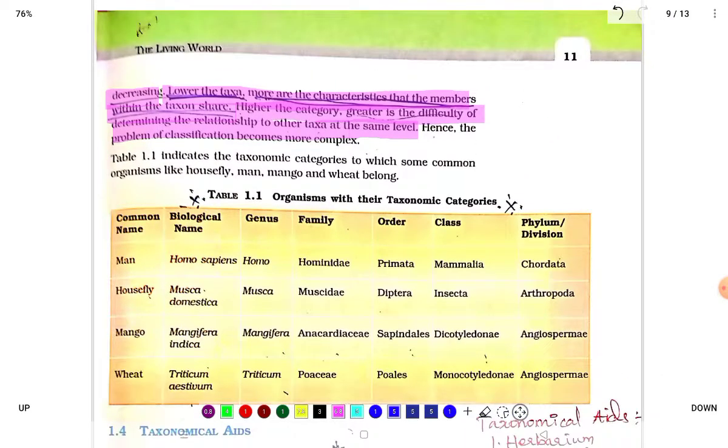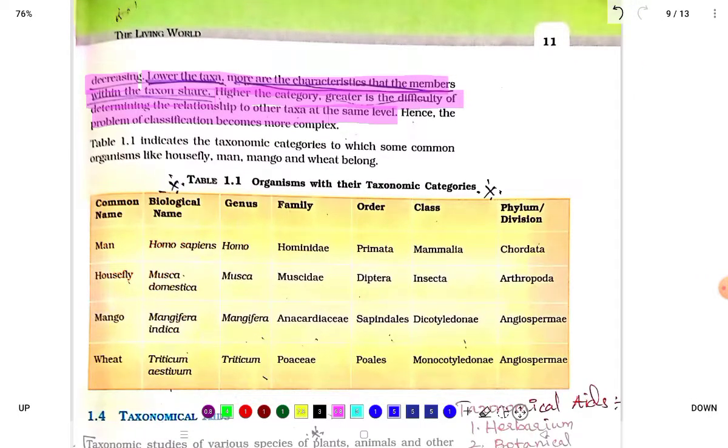So now come to the table in page number 11, that is organisms with their taxonomy category. Here they have given examples, that is man, biological name, and genus, family, order, class, and phylum or division they have given. And here for man and housefly, it is kingdom Animalia, and in case of mango and wheat it is plants. Okay, so it is kingdom Plantae.